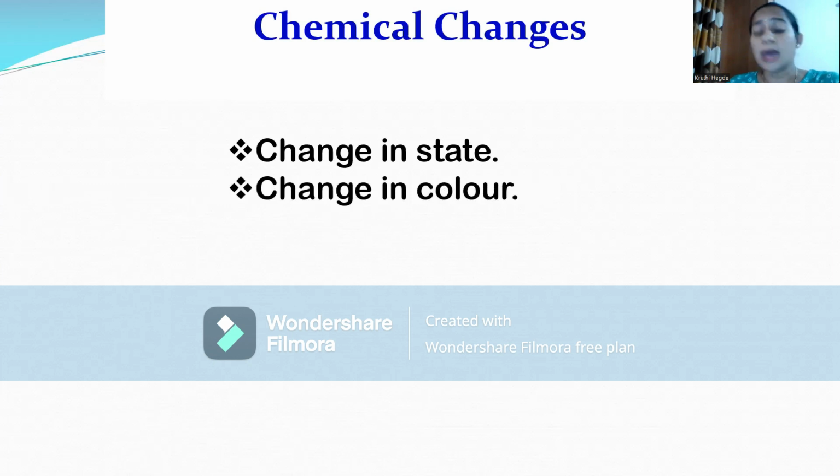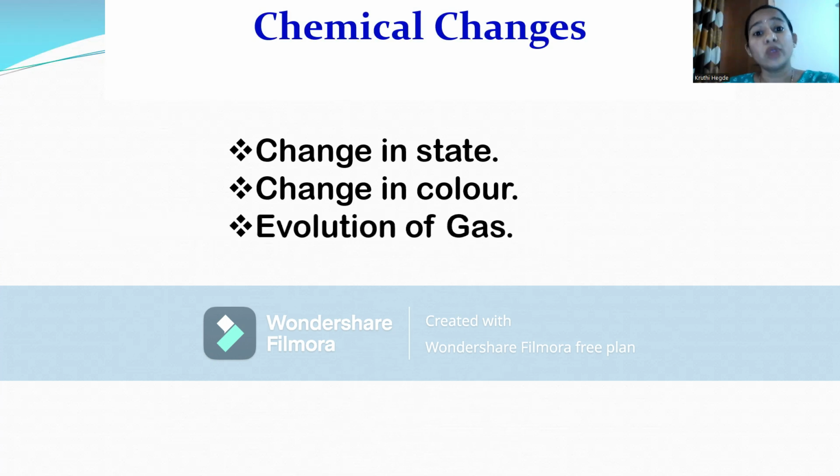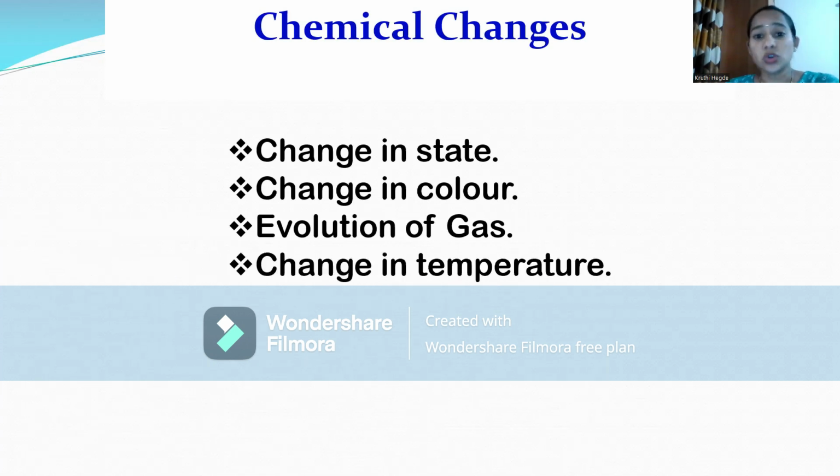Change in color. Many a time you might have observed the ripening of fruits. Green colored unripe mango turns to yellow color. So there is a change in color, which again shows chemical change. Chemical change can also be associated with evolution of gas. Release of gas is also one of the factors that we need to observe during chemical change. It is also associated with one more factor, that is change in temperature. During chemical change, there may be an increase or decrease in temperature.